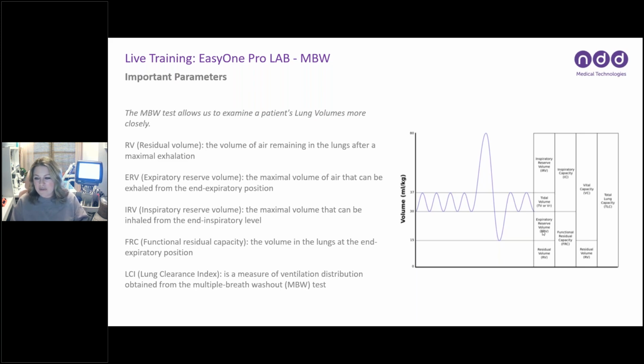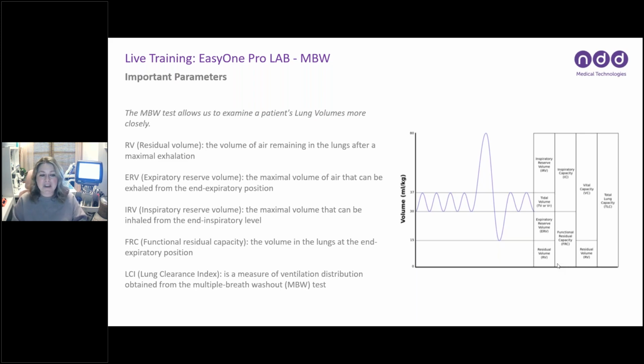The ERV is right above that, our expiratory reserve volume. That's the volume of air that can be exhaled from the end expiratory position. IRV is the opposite, so the maximum volume that can be inhaled from the end of an inspiratory regular breath. Our FRC, looking down here at the bottom, is a combination of our ERV plus our RV, so the volumes at the end of an expiratory position.